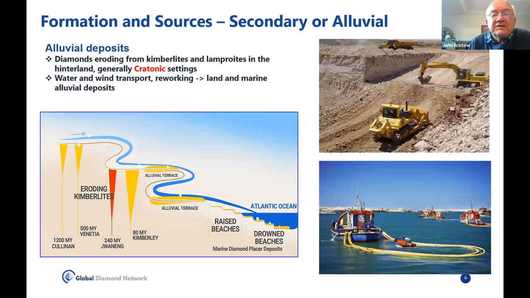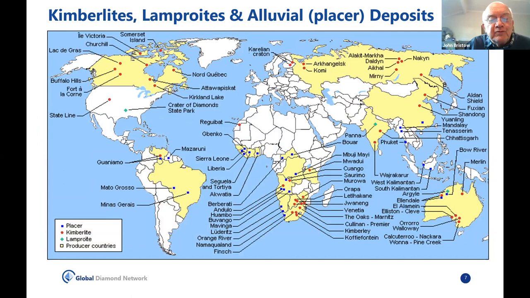And down in the Atlantic Ocean, we have the world's biggest diamond placer, where we mine diamonds both from ancient raised beaches, which are now mostly mined out, and we also mine diamonds from drowned beaches. And we'll get to that a bit later on with either small boats or very big mining vessels, as De Beers Marine do. So that's just a snapshot of the sort of setting of both primary deposits and the alluvial or secondary deposits. Let's go and look now at where these rocks and diamondiferous rocks occur.